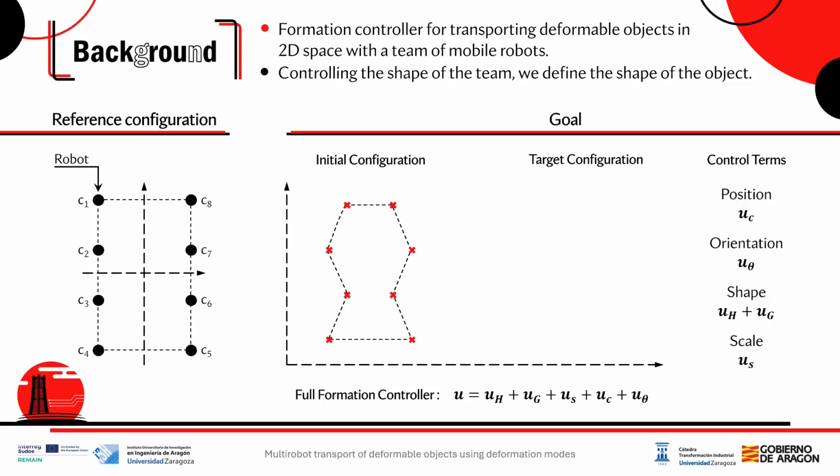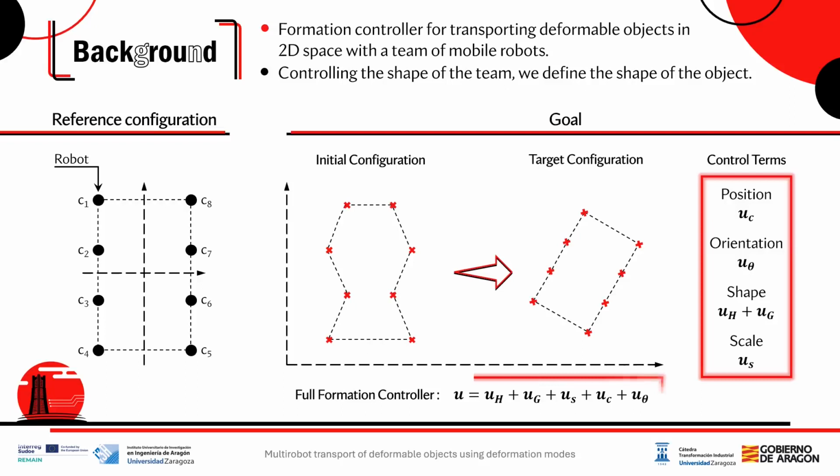The goal is to steer a team of mobile robots to a target configuration defined as a combination of desired position, orientation, shape, and scale. Note that the shape of the target configuration is defined with the same shape as the reference one. The control strategy is based on individually controlling each configuration parameter and using a linear combination of the individual controllers.